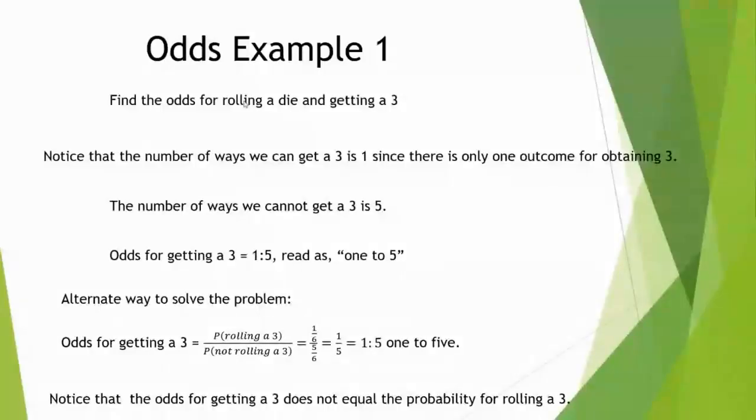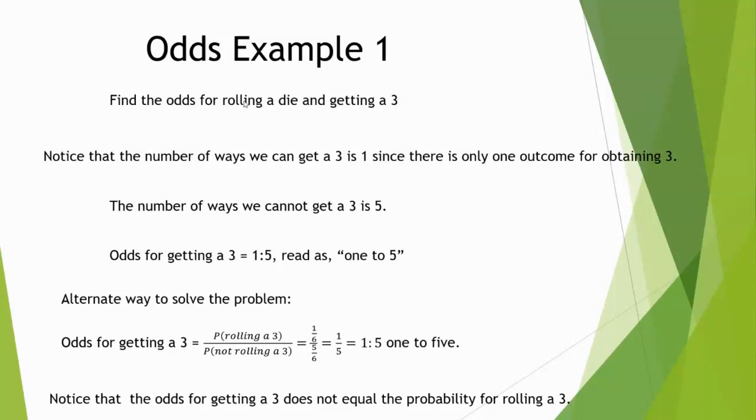Right, so for the odds for rolling a die and getting a 3. Okay, well, how many ways can we get a 3? How many ways can that event happen? Well, one. There's only one way that event can happen. Right? You just roll a 3.